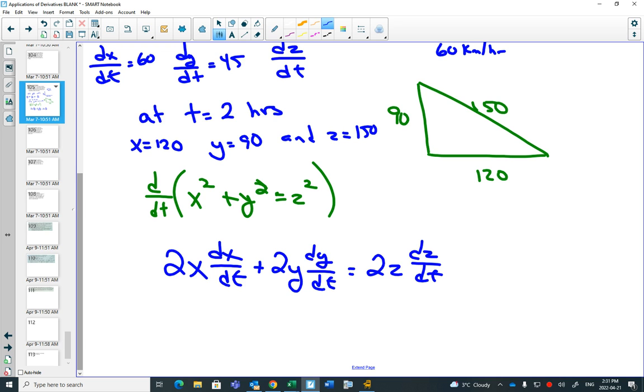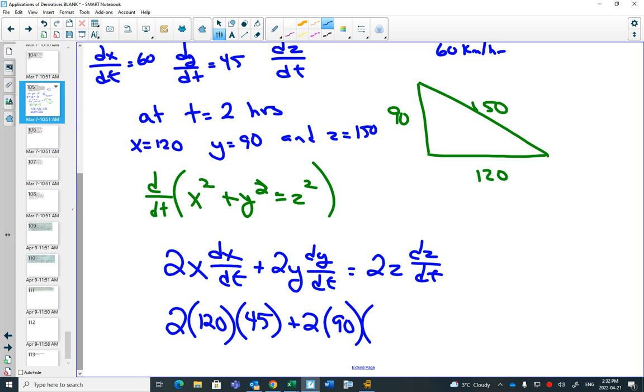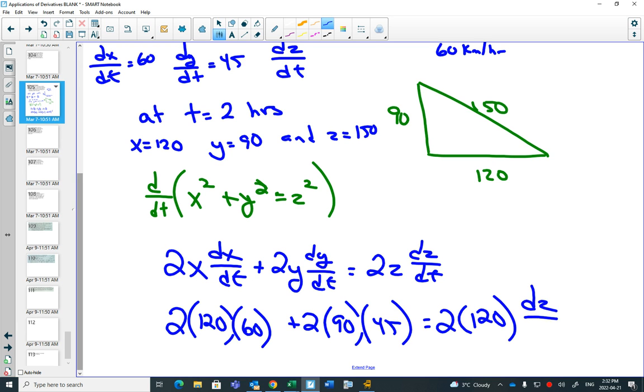And at this moment, you know each of the things. You know that x is, at 2 hours, 120. Oh, I got these mixed up. This one was 60 and this one was 45, right? Yes. And z is 150, and we want to find dz dt.